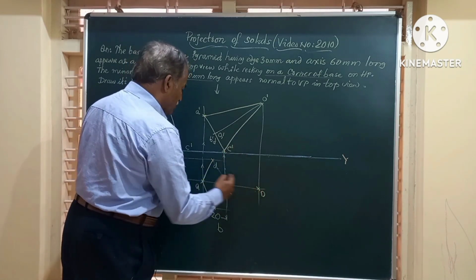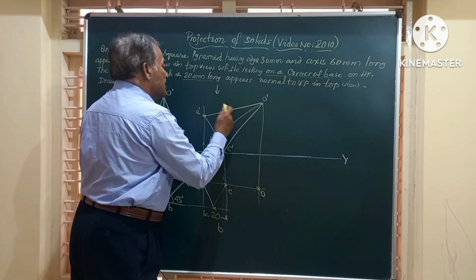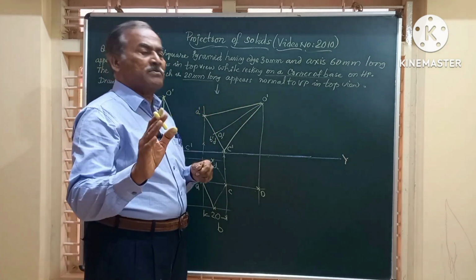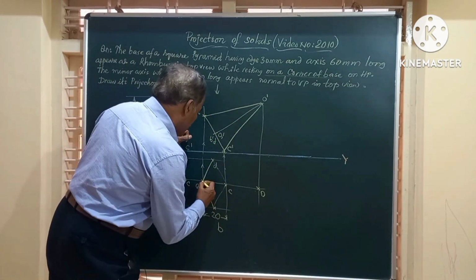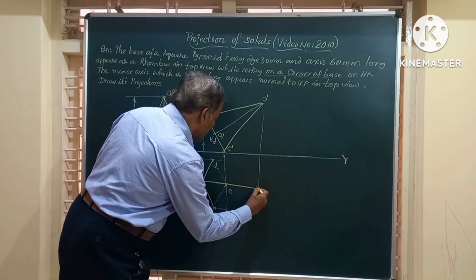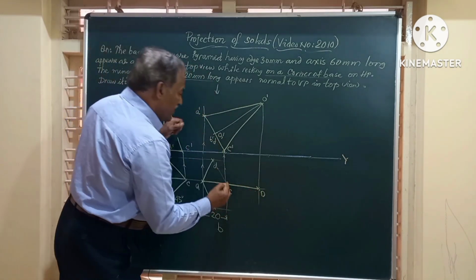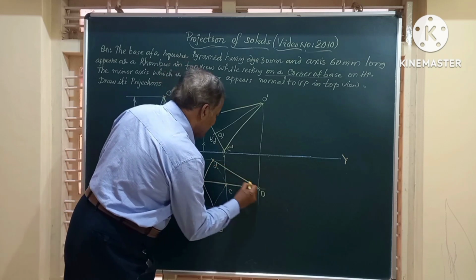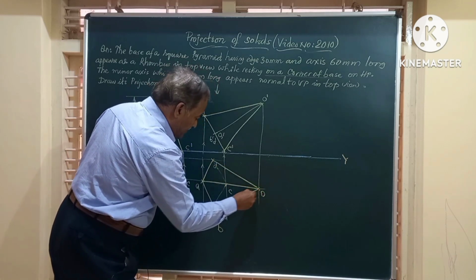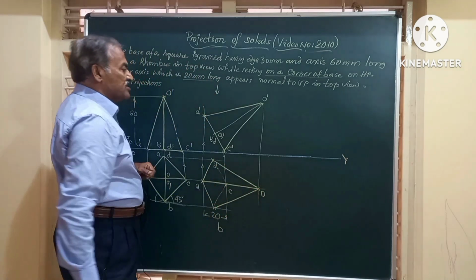So when you are joining O to A, friends, you can see here, this OA is visible to the observer, and hence I am going to mark OA by a full line. And then OB, OD, they are the border lines of the solid. They are completely visible. Then you have got this.